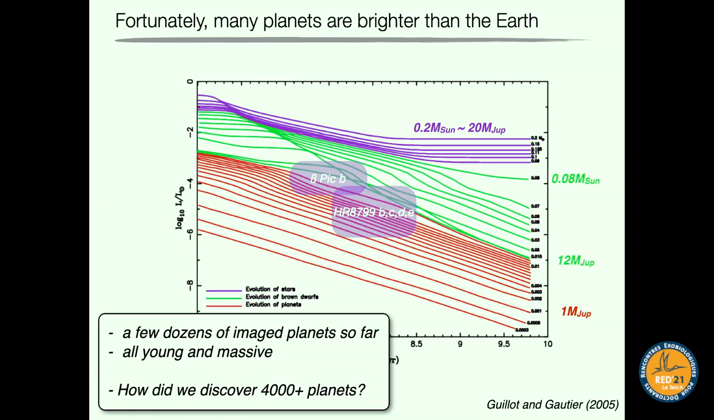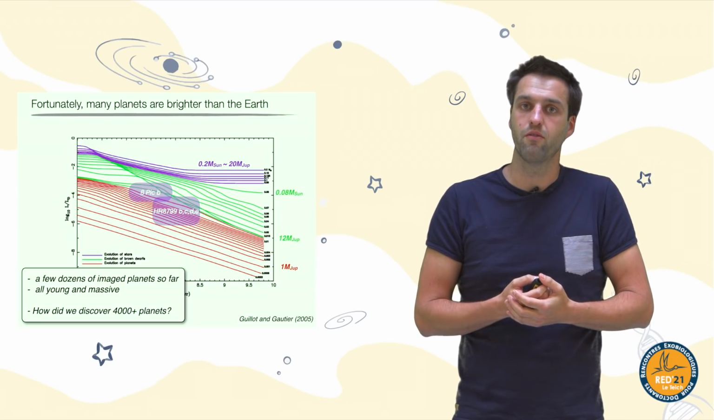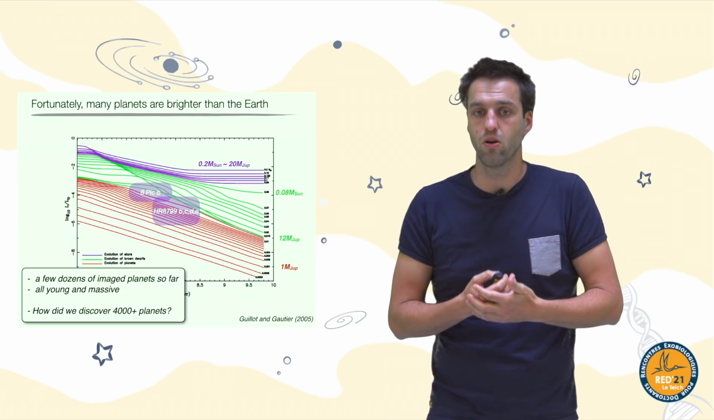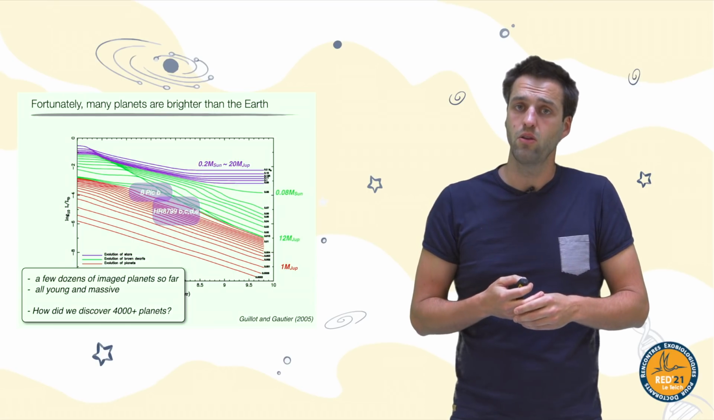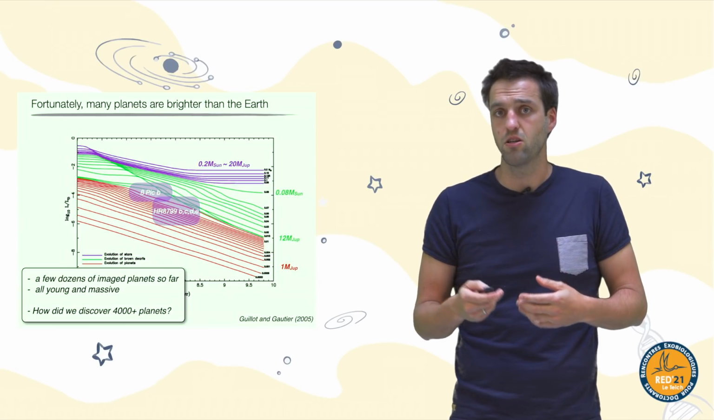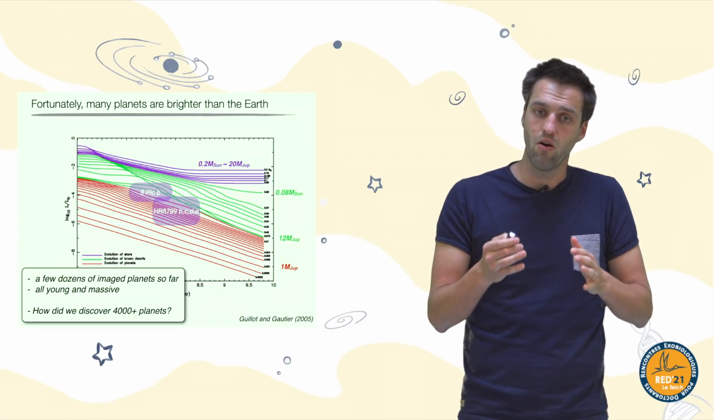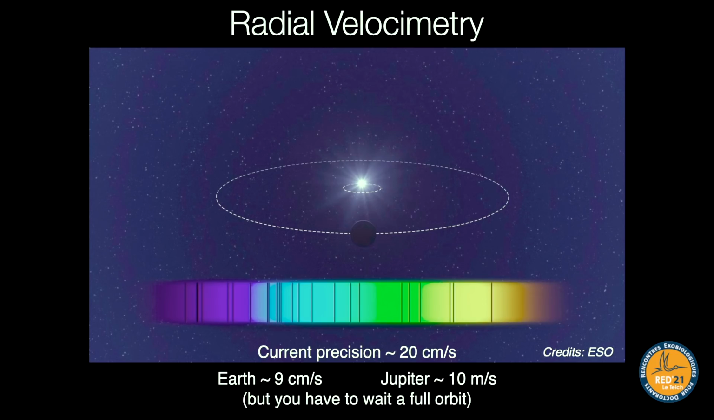The question is, okay, that's great, but maybe you have heard that we have discovered thousands, even more than 4,000 exoplanets. So the real question is, how did we do that? And of course, it's not thanks to direct imaging, because as I said, direct imaging is a very challenging field. So now, how did we do that?